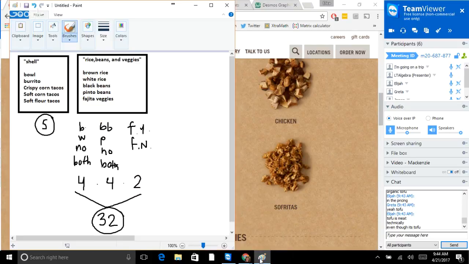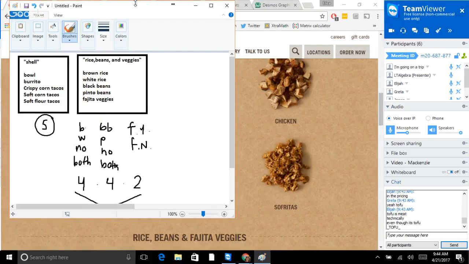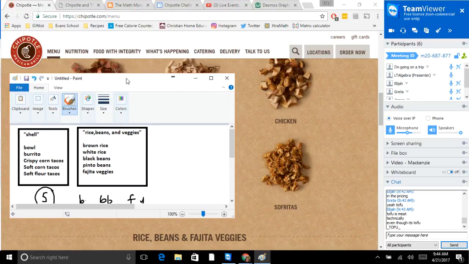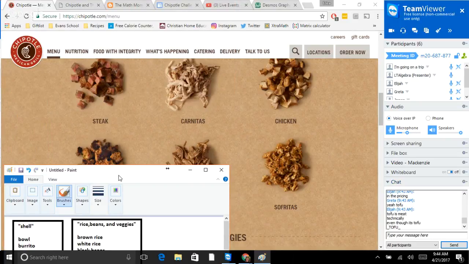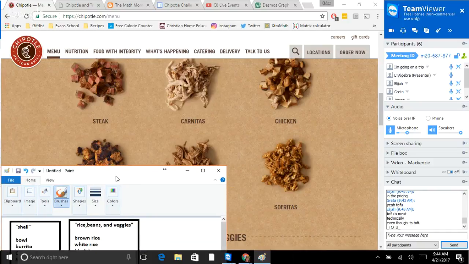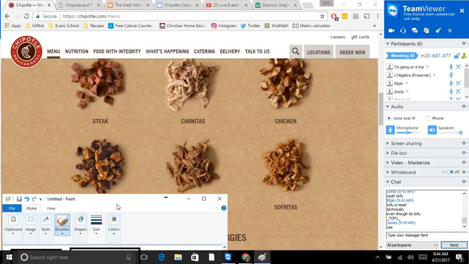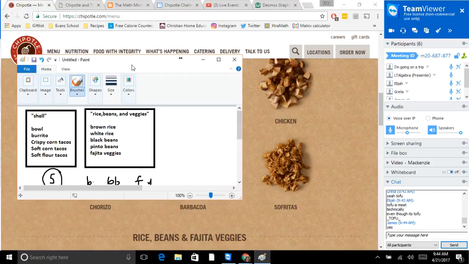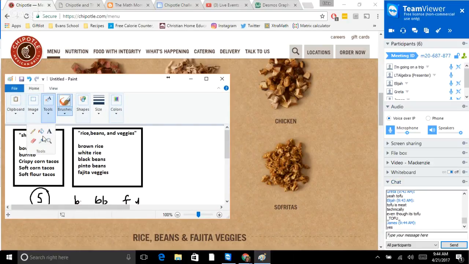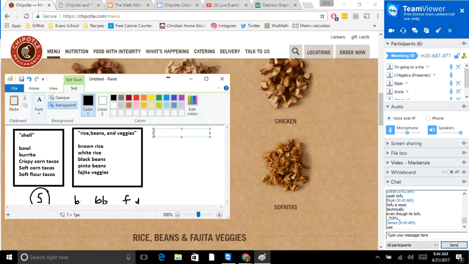So you guys discuss as I type. Are you going to count double meats as a different flavor combination? How many doubles are you going to count? How are you going to do that? That's up to you guys. I'm just the typer now. You guys are the experts.